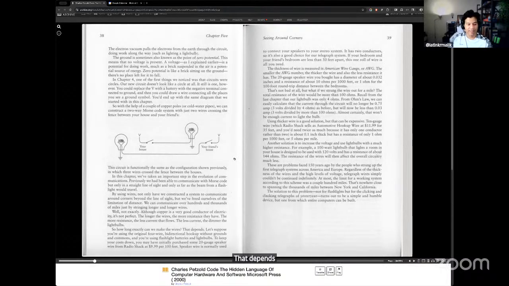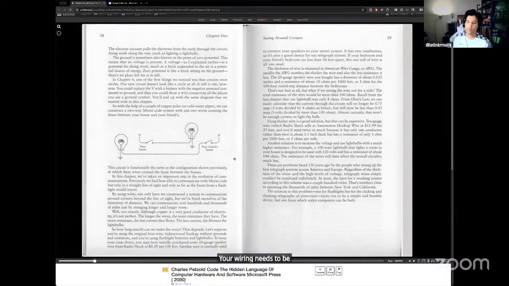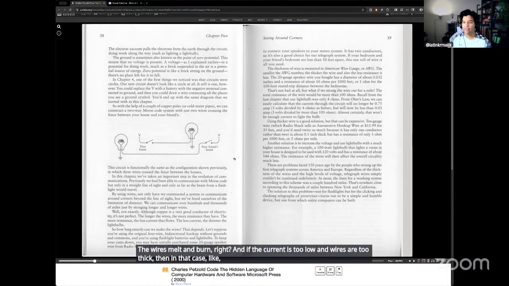That depends. And that's why, if you ever talk to an electrician, based on what kilowatt hour meter you get, your wiring needs to be of a specific gauge. Because if the current is very high and the wires are thin, the wires melt and burn, right? And if the current is too low and the wires are too thick, then your current will not have enough potential to do the work that it needs to do.